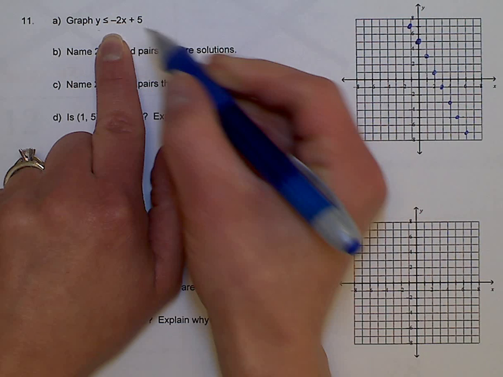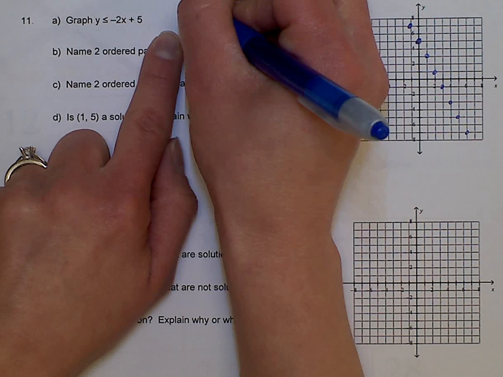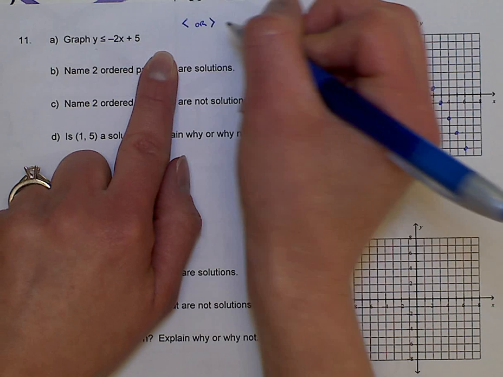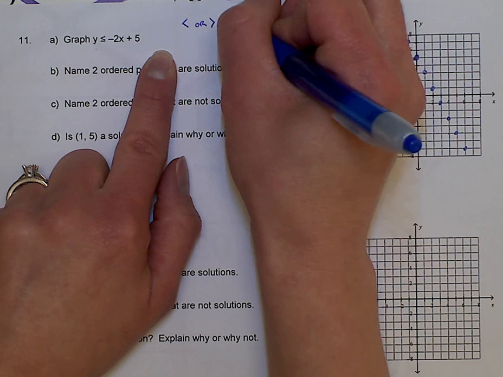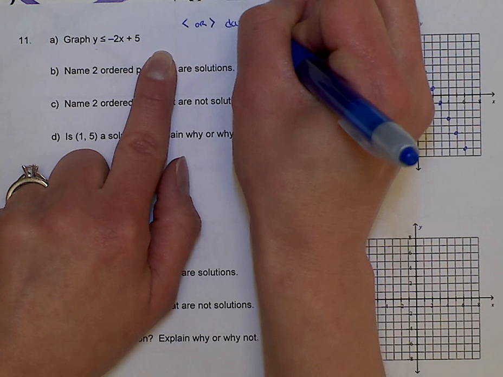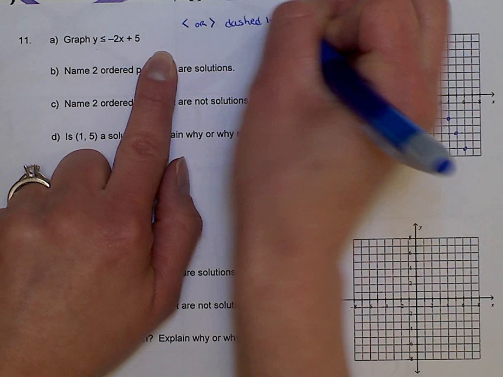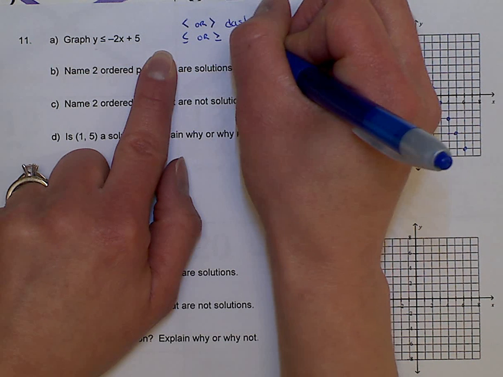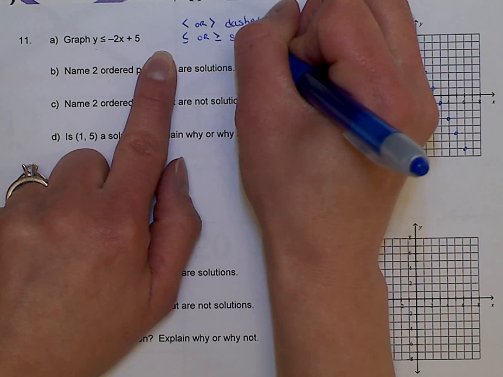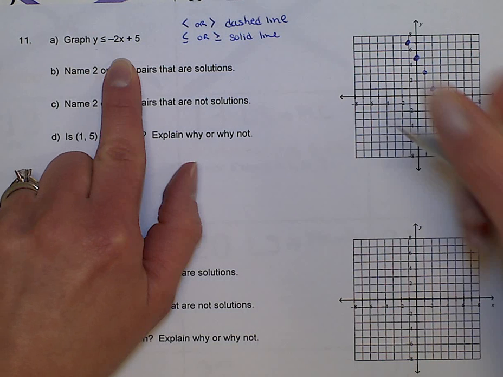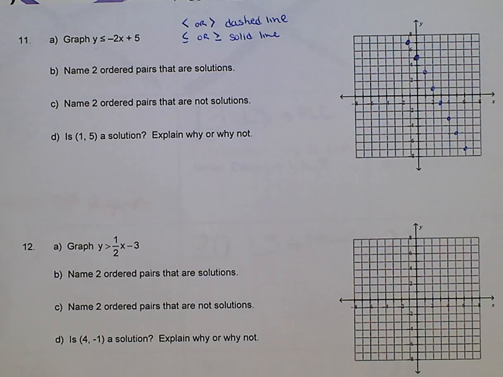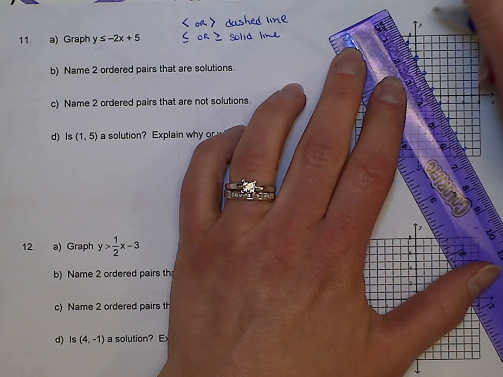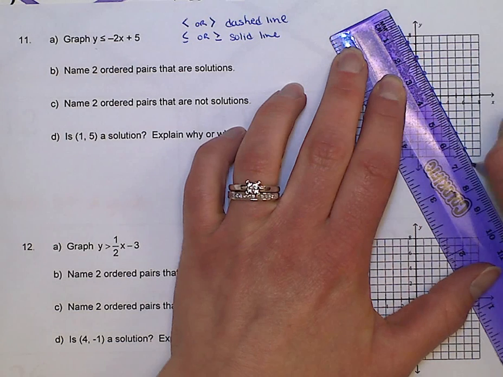Remember, with inequalities, if you have less than or greater than, you use a dashed line. If you have less than or equal to or greater than or equal to, you use a solid line. So in here we're going to use a solid line. Then also with inequalities, we need to shade.